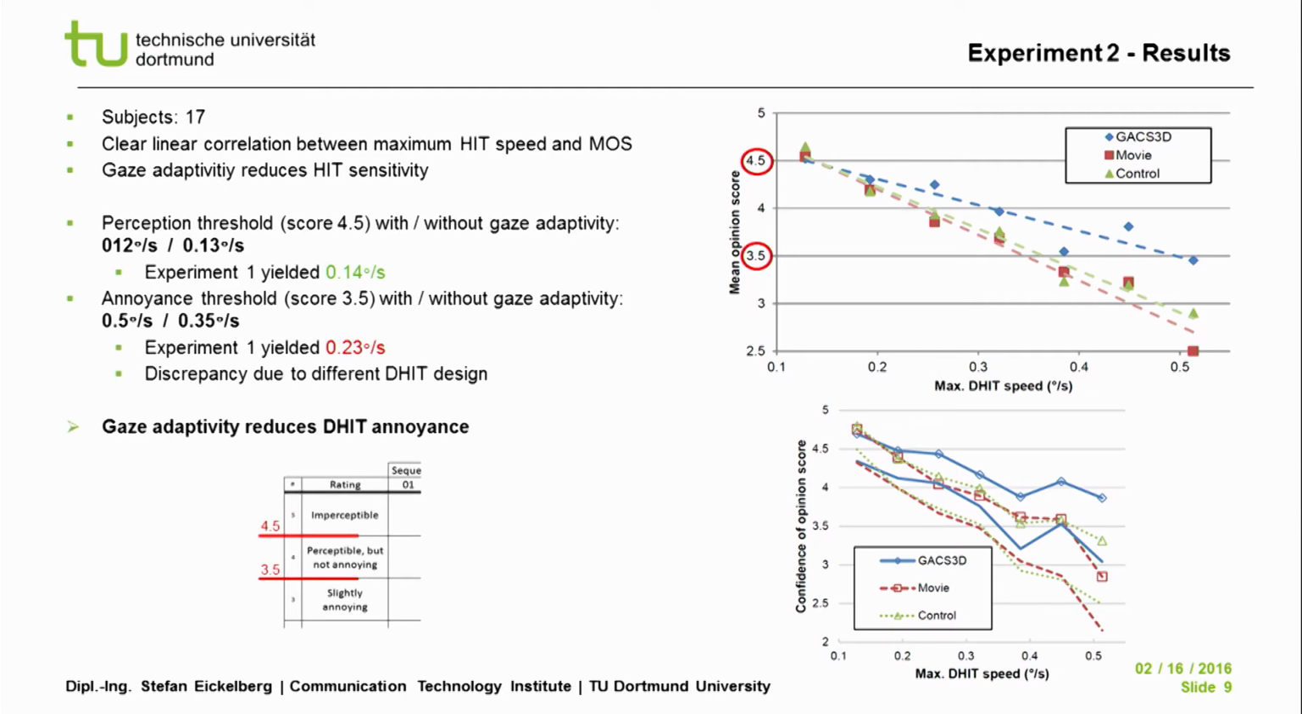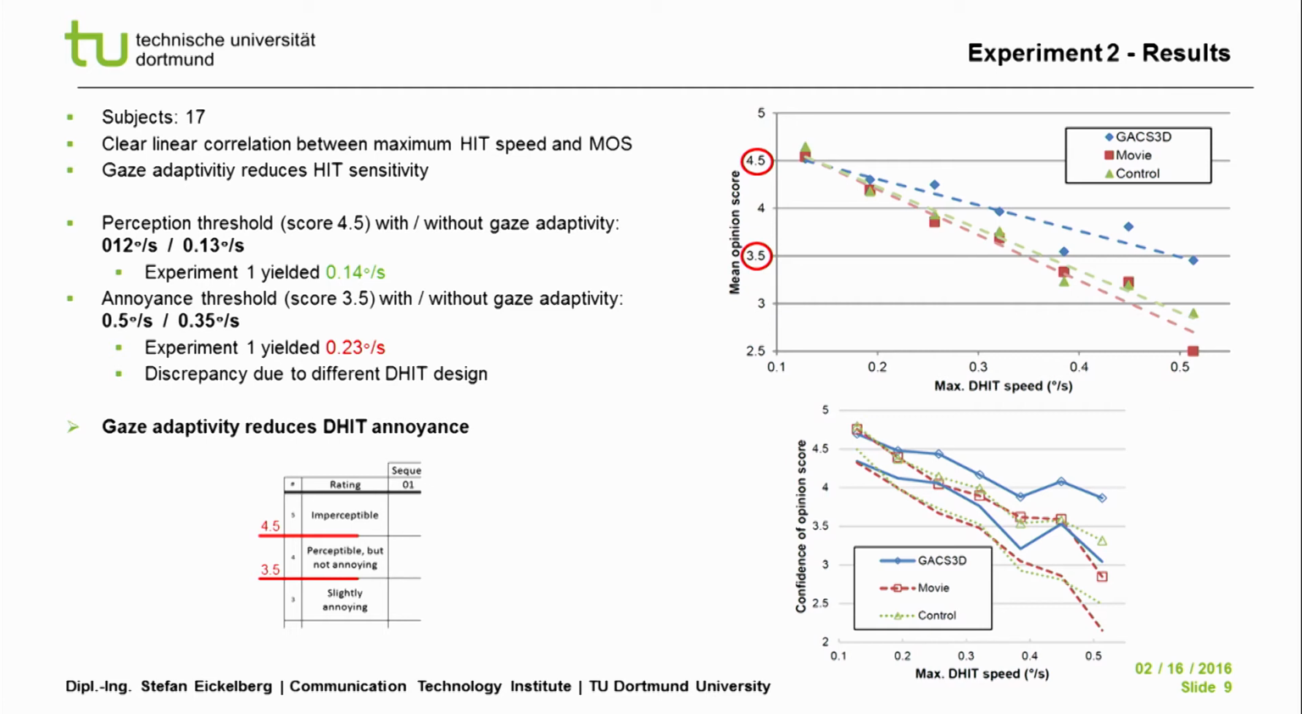Now let's compare the results to those of experiment 1. We are interested in the perception threshold and the annoyance threshold. Looking at the rating scale here again, there is the transition from imperceptible to perceptible but not annoying. This is exactly the perception threshold, and the next step is the annoyance threshold. So looking up the scores, we see that the perception thresholds remain largely unchanged, but the annoyance threshold without gaze adaptivity is increased to 0.35 degrees per second.